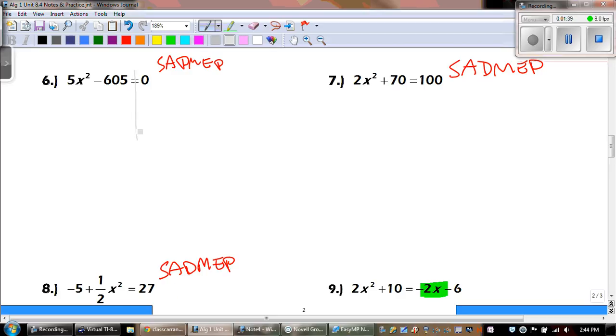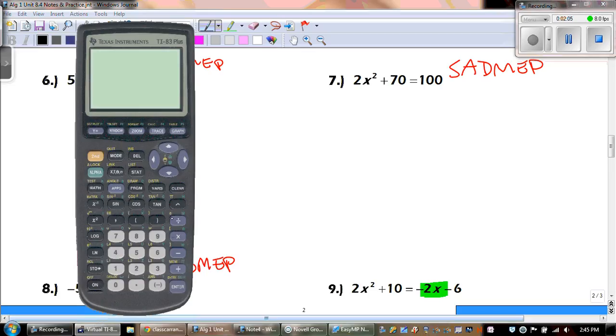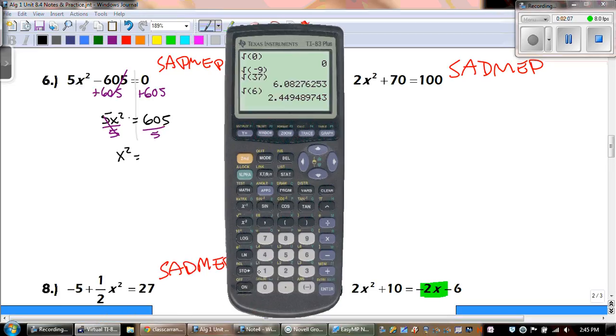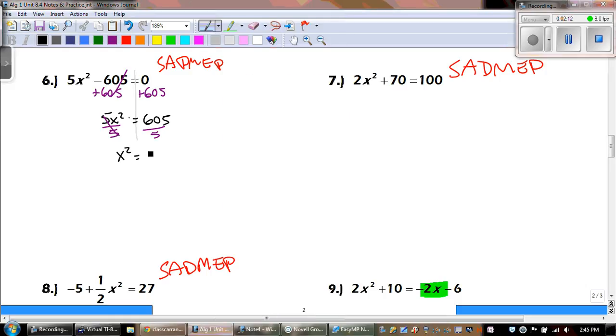SADMAP, first thing I have to do, same as before, get the x by itself. So we cancel subtraction with addition, and we get 5x squared equals 605. We have to divide by 5. So x squared equals, 605 divided by 5, that equals 121.